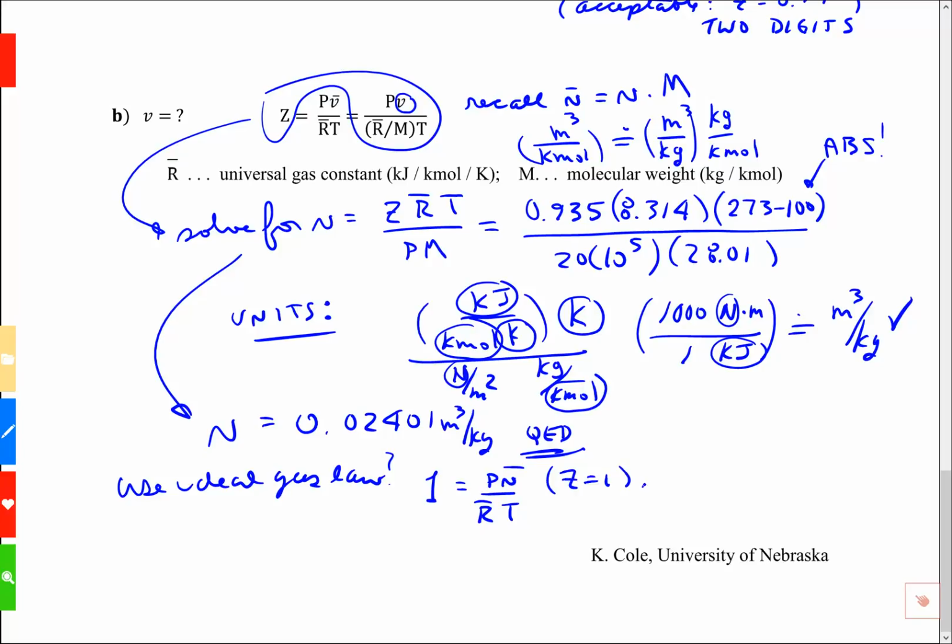So my error on volume would be the same as the error on Z. So the right value was 0.935, the wrong value was 1, and the error is the difference divided by the correct value, 0.935, times 100%. That gives 6.9%. So if I had used the ideal gas situation at this point, it'd be off by a little bit, 6 or 7%. All right, can we recap?